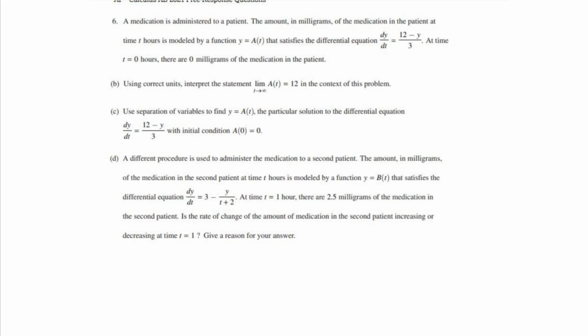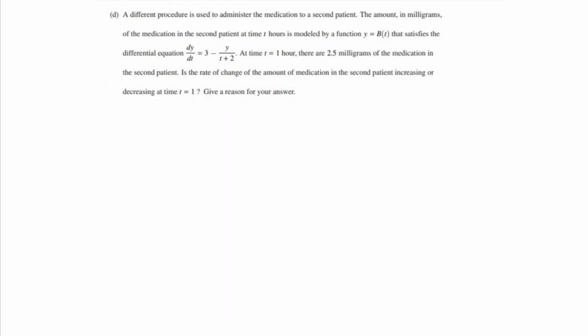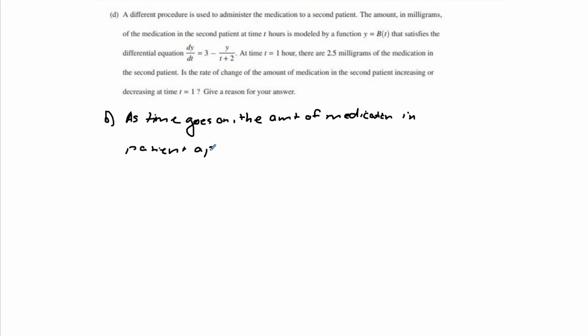So what is our y value? Well, our A of t we could call, that is going to be the amount of milligrams of medication in the patient. So we could say that for B, as time goes on, we can say the amount of medication in the patient approaches 12 milligrams. Something very simple like that.